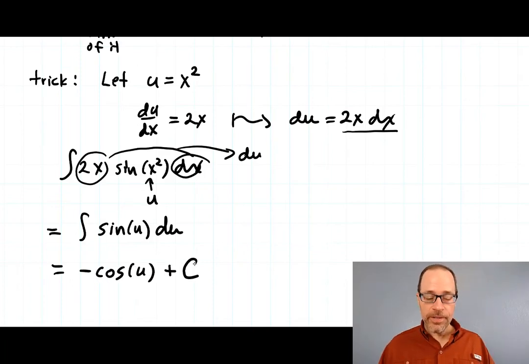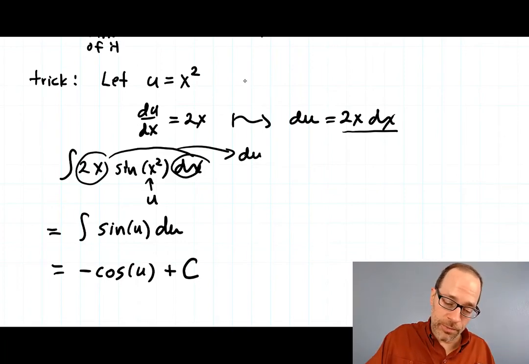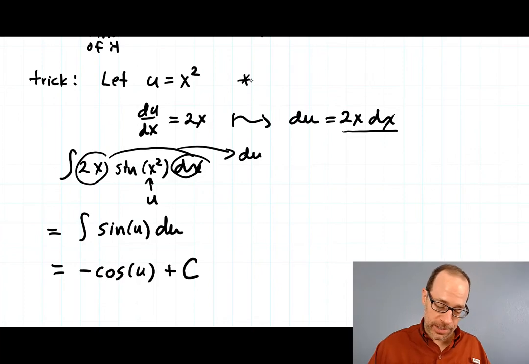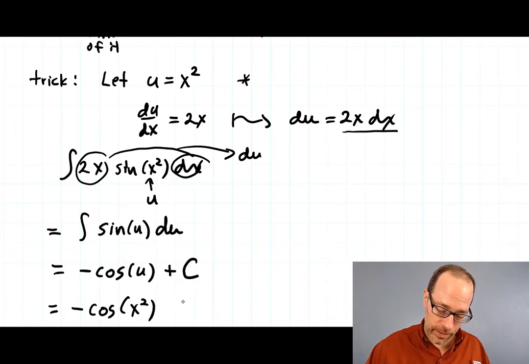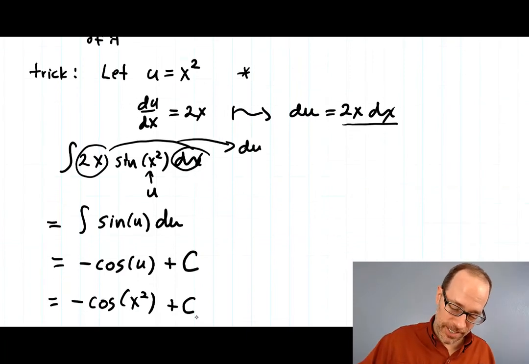Now remember, u was a new variable that we introduced way up here, and it was just x squared. So to finish the problem, you put it back in. So it'll be minus cosine of x squared plus c. And there you've done the integral in a very sort of mindless way. All right, let's try another example.